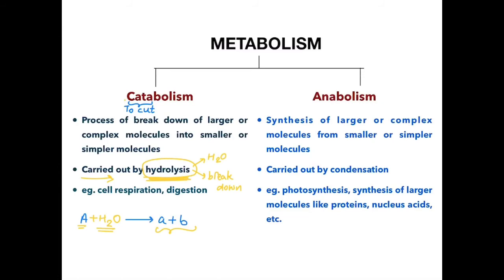The examples are very simple. Cell respiration is a catabolic reaction, and also digestion, because during digestion all the bigger molecules are digested into smaller molecules. In the form of food we are consuming proteins, carbohydrates, and lipids, right? These are the bigger molecules, and during digestion they are broken down into smaller molecules. Proteins are broken down into amino acids. Lipids are broken down into fatty acids and triglycerol, like that. So this is all about the catabolic reaction.